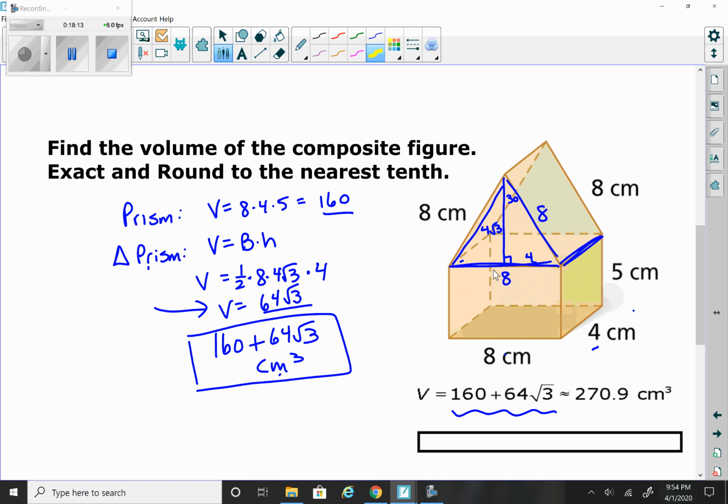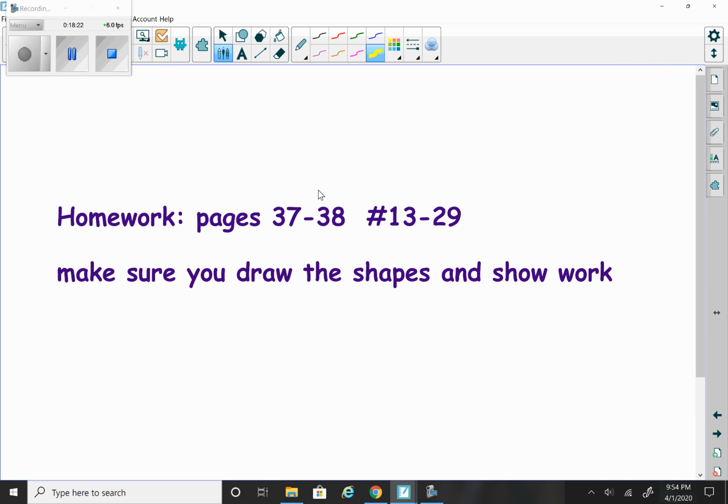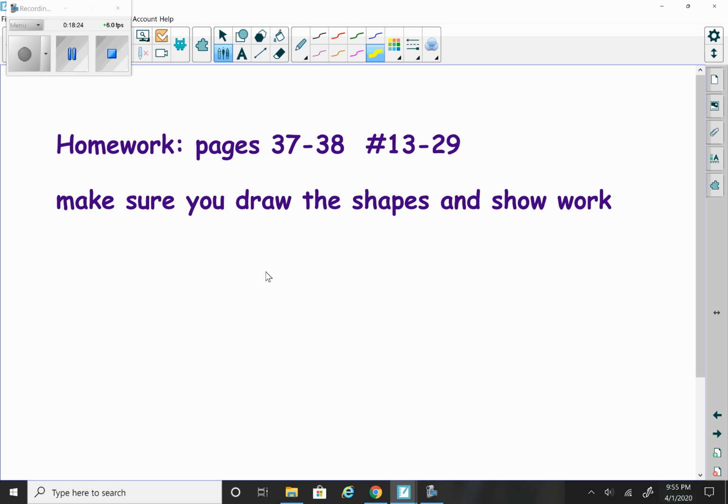So again, that's volume of prisms and cylinders. Our homework for tonight is pages 37 and 38 in our packet. I did alter the assignment here. I made it a little bit shorter. It's 13 through 29. Again, make sure that you're drawing your shapes and showing your work. So again, homework for tomorrow, page 37 and 38, 13 through 29.